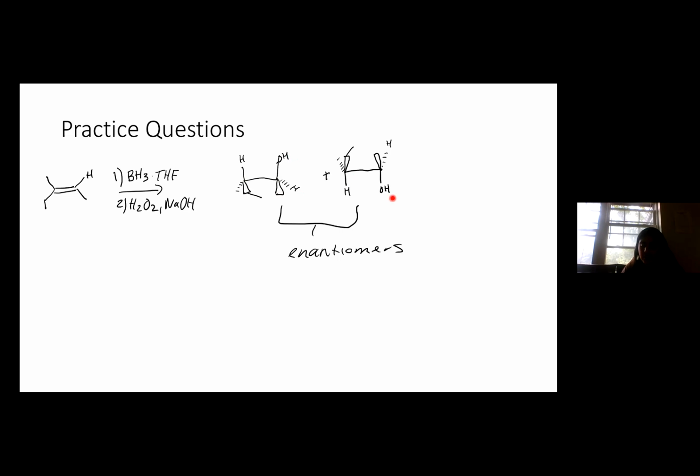So they stay on the same side. The only thing that's happening is that they're being pushed down and you're adding this syn. And then this is when you add it from the bottom. They're added to the same carbons, but the only difference is that one is added from the top and the other from the bottom. So that inverts the stereochemistry, so they're enantiomers. Does that make sense? Does anyone have any questions?